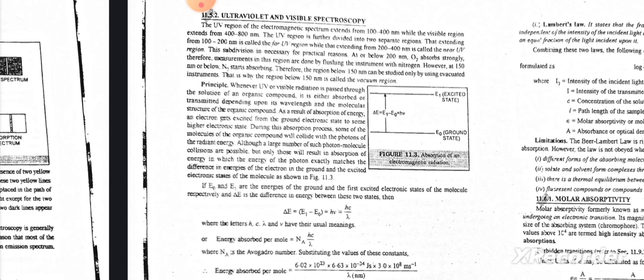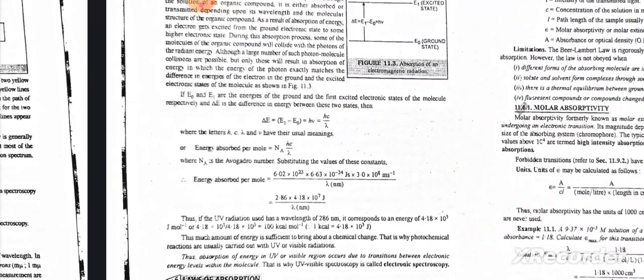As a result of absorption of energy, an electron gets excited from the ground electronic state to some higher electronic state. During this absorption process, some of the molecules of the organic compound will collide with the photons of the radiant energy. Although a large number of such photon-molecule collisions are possible, only those will result in absorption of energy in which the energy of the photon exactly matches the difference in energies of the electron in the ground state and the excited state of the molecule.